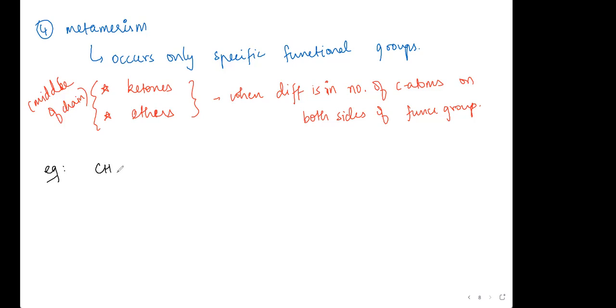Consider diethyl ether. So CH3, CH2, O. Ritu, look at the example, it'll be better. It's a little difficult to put it in words. With an example, it gets easier to understand. This and this.